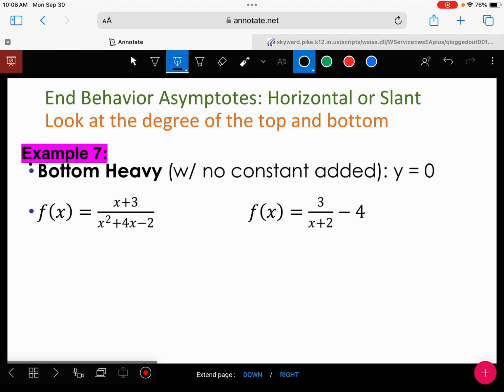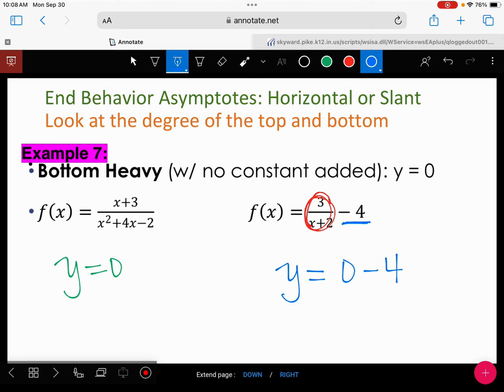If it's bottom heavy, for this first one, we have a single fraction. Because we have a single fraction, it's simply y equals 0. No calculations needed. For our second example, this is bottom heavy. So this is going to be our 0, but we cannot ignore this minus 4. So it'll be y equals 0 minus 4, or y equals negative 4. Remember, it's a special case whenever it's not a single fraction.